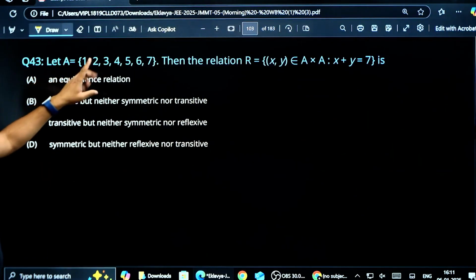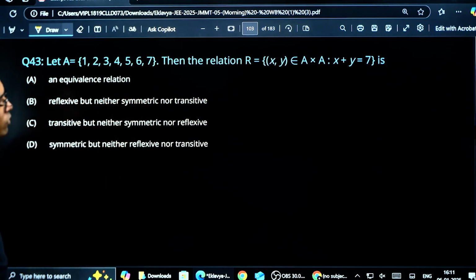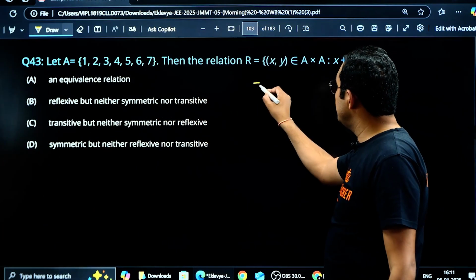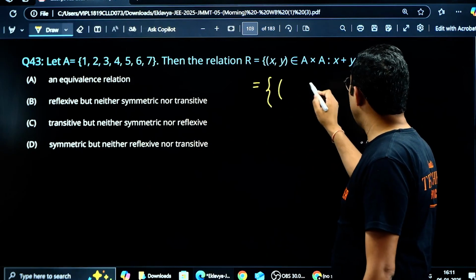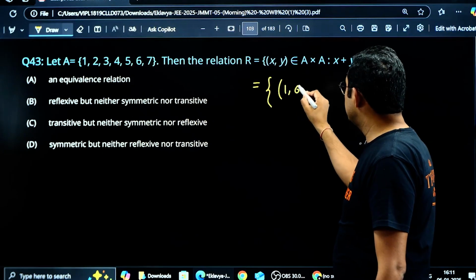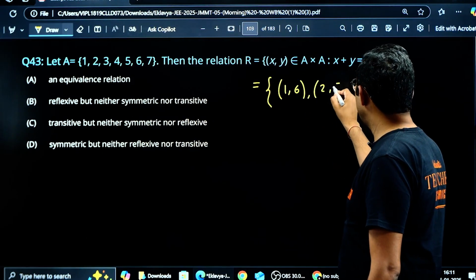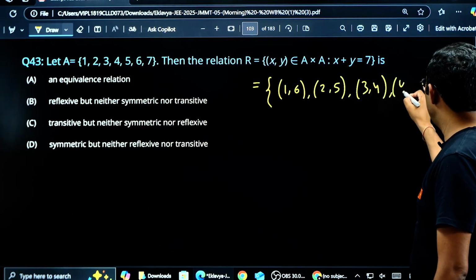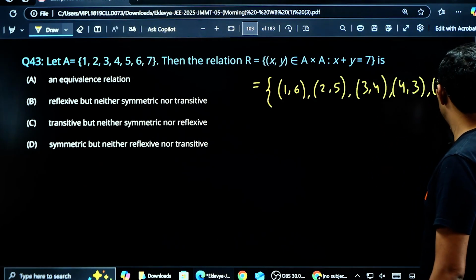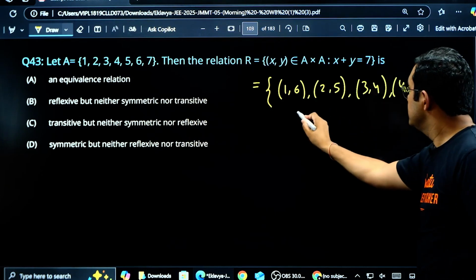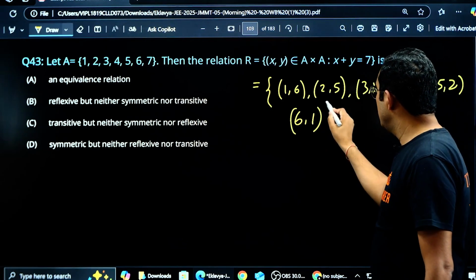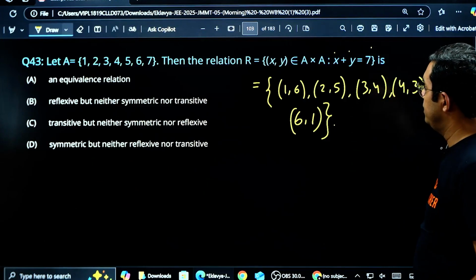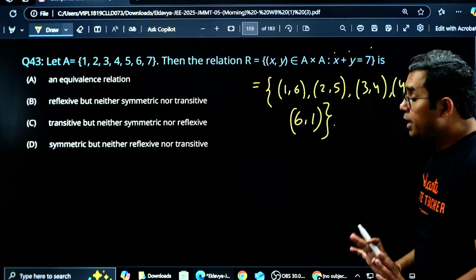A is 1, 2, 3, 4, 5, 6. The relation is x plus y equals 7. Very easy question, I think. In this relation, you can see the ordered pairs that you will have are 1 with 6, 2 with 5, 3 with 4, 4 with 3, 5 with 2, and last 6 with 1. I think these are the 6 ordered pairs that are possible here because we need x plus y to be equal to 7.